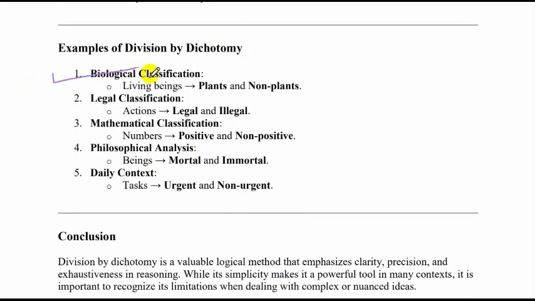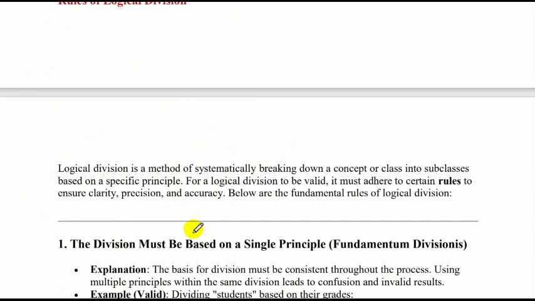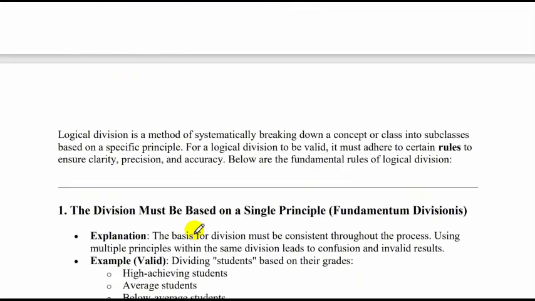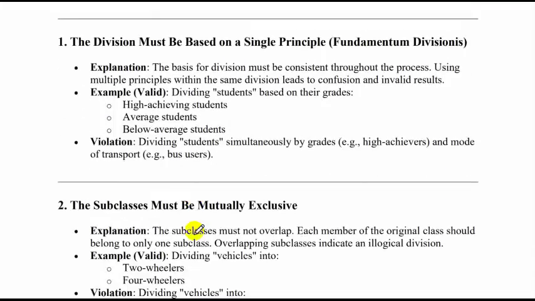Few examples of biological classification: living beings into plants and non-plants; legal classification into legal and illegal; mathematics, it would be positive and non-positive numbers; philosophical, mortal and immortal beings; daily context, urgent, non-urgent. So we do have rules of logical division which we have already covered. This is more in detail. So let's go through this.